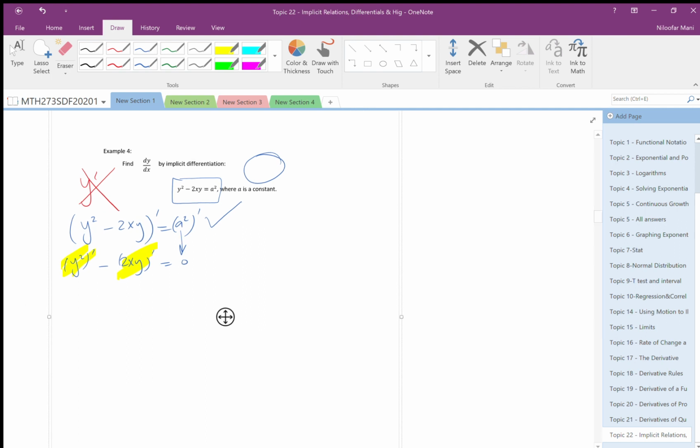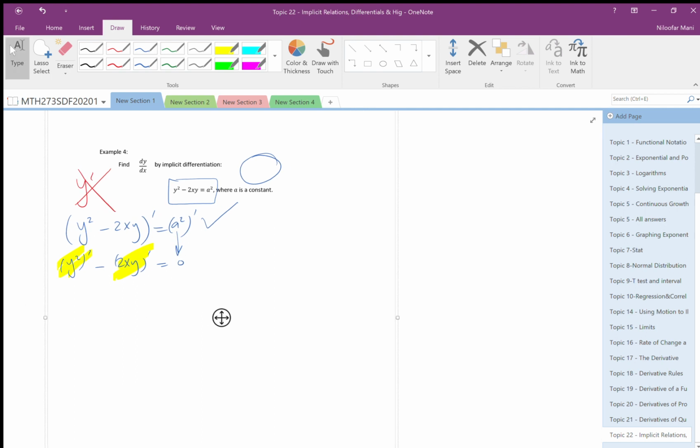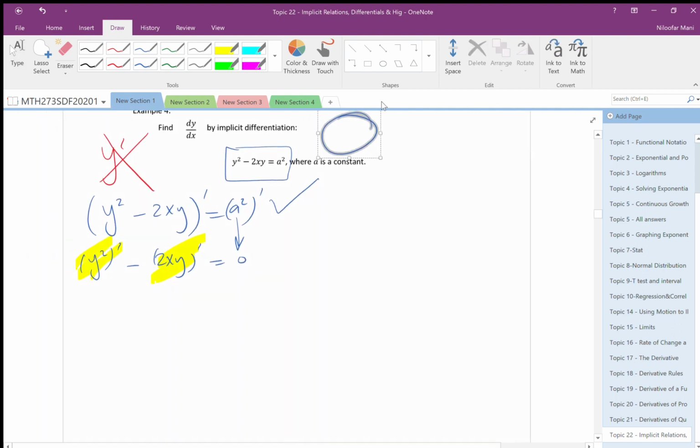So I don't start from y prime equal. I have to do the derivative of both sides. Derivative of left equals derivative of right. Derivative of right is 0 because it's a constant number, but derivative of the other side is derivative of first minus derivative of second.